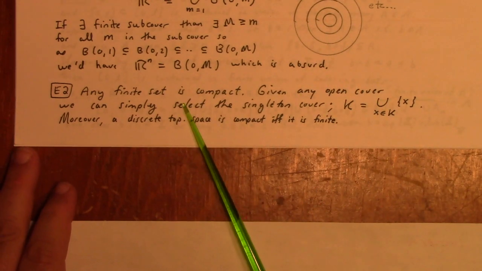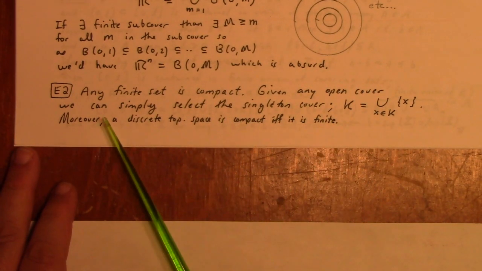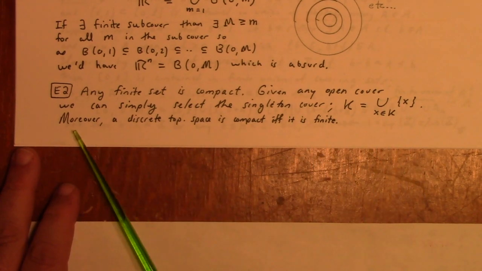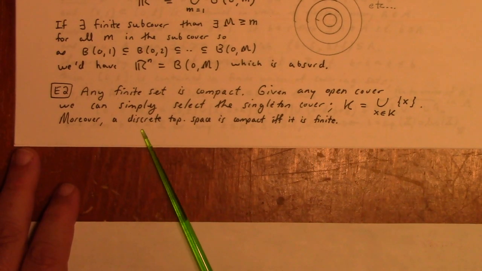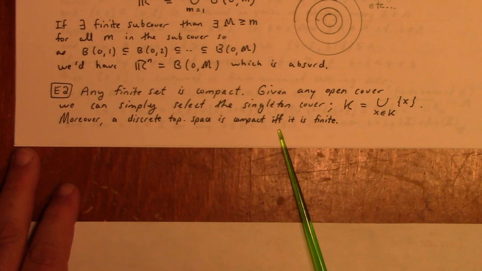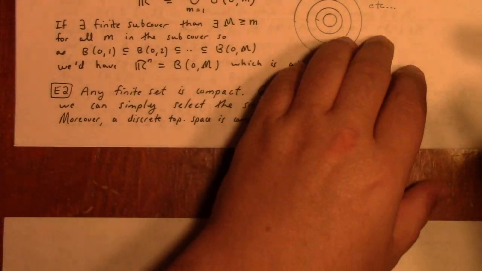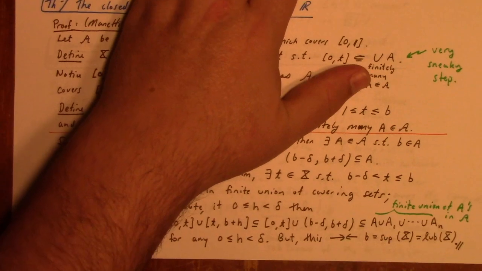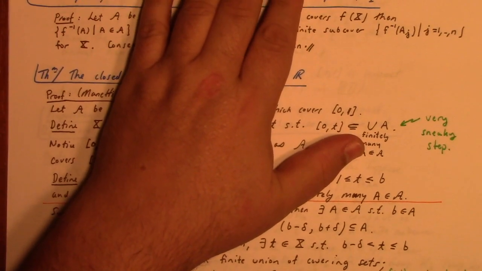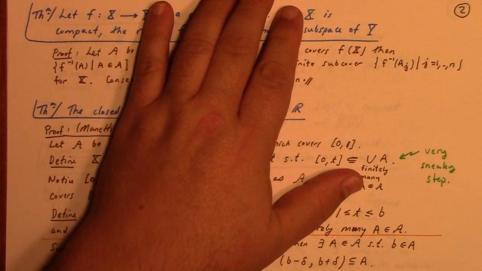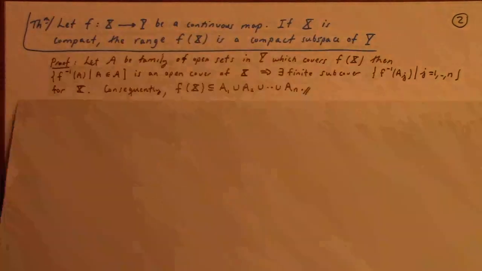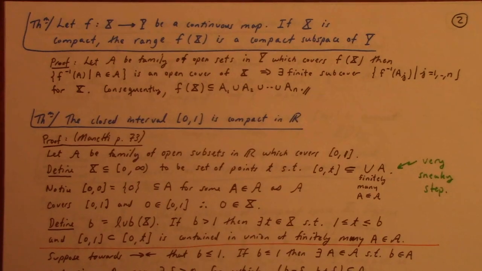Any finite set, on the other hand, is compact. Given any open cover, we can simply select the singleton cover, right? And moreover, a discrete topological space is compact if and only if it's finite. All right. So compactness is some kind of finiteness condition. Think of it that way. That's what my brother always said. He says, when you think of compact, just think finite. Compact is a way of capturing some kind of finiteness about what you're talking about.